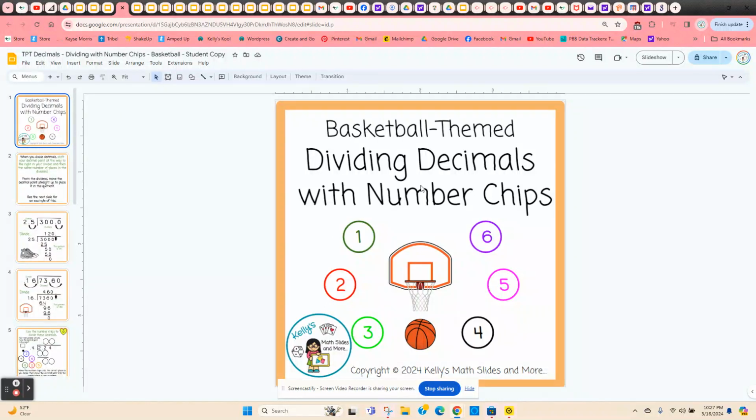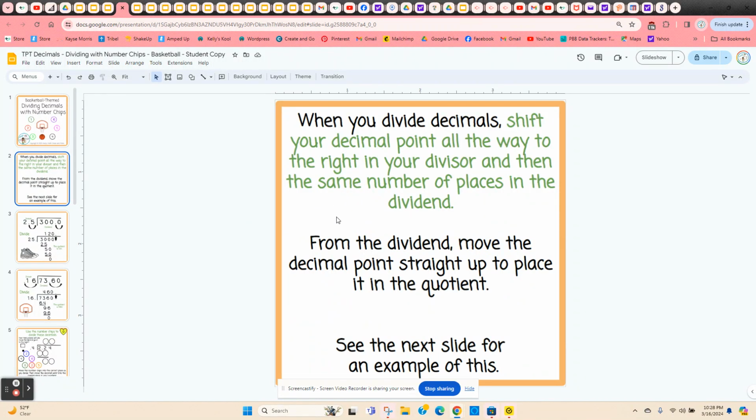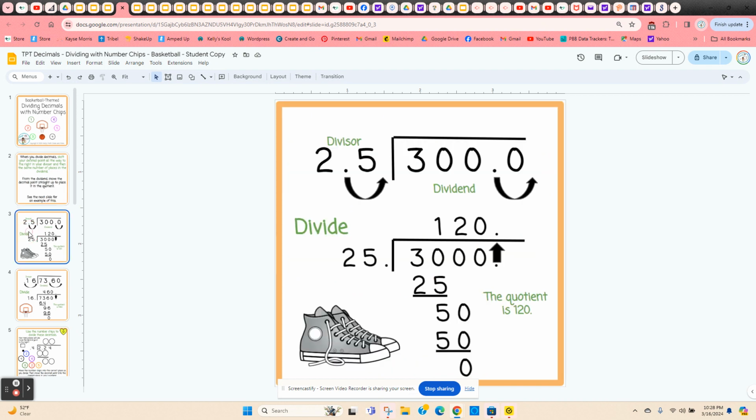Dividing decimals with number chips. This is a digital lesson, and this one is basketball themed. The lesson starts with explaining to the students how to shift the decimal point when you're doing the division, and then it gives some examples.